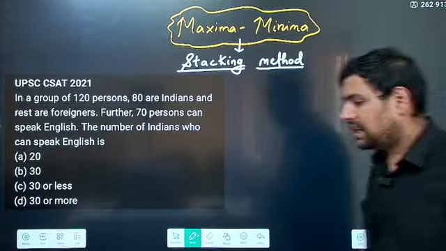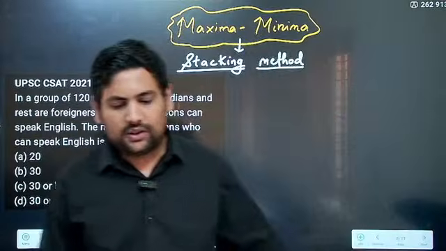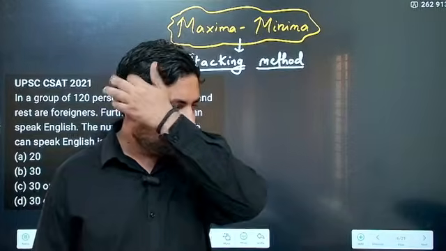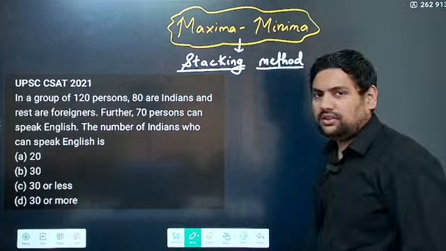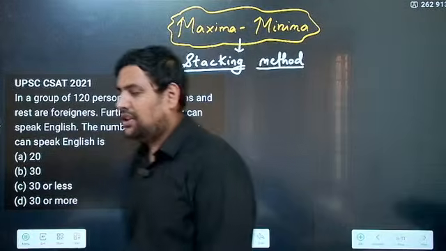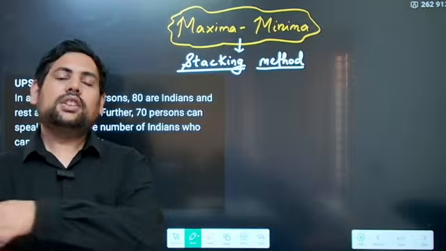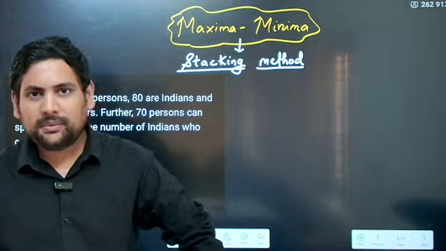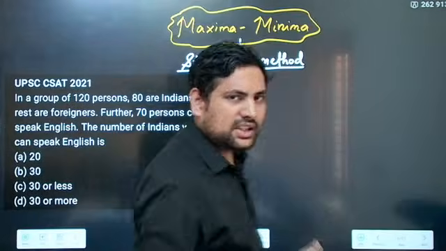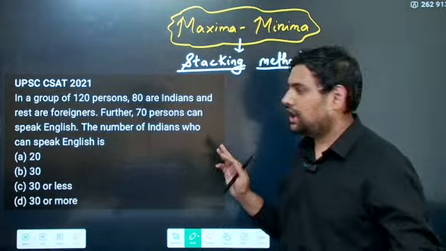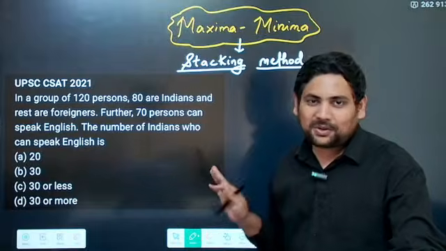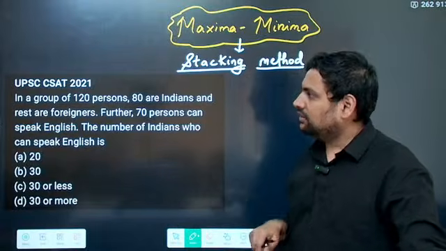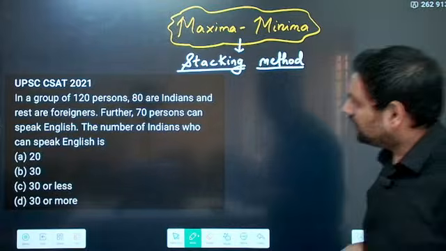Now we go to maxima minima. For maxima minima we have to learn a method called the stacking method. This works very well even for more typical questions. So far what we have seen in UPSC are little easier questions from maxima minima, but learn this method. This is the method that is used throughout whenever you have to solve maxima minima questions in Venn diagrams. Now let's see how it works using this example only.